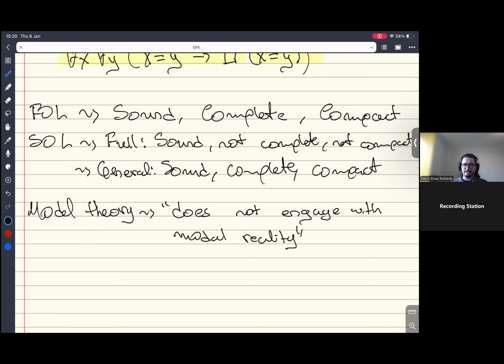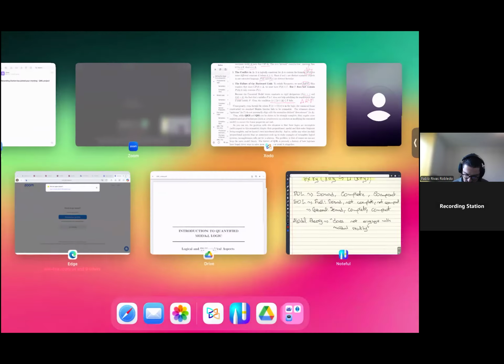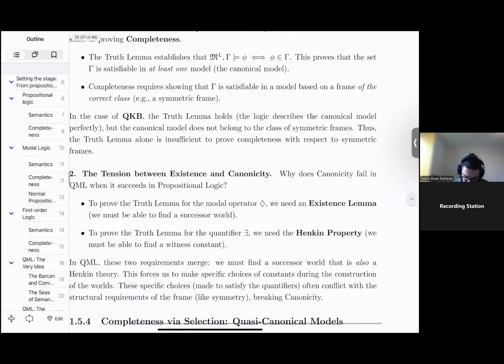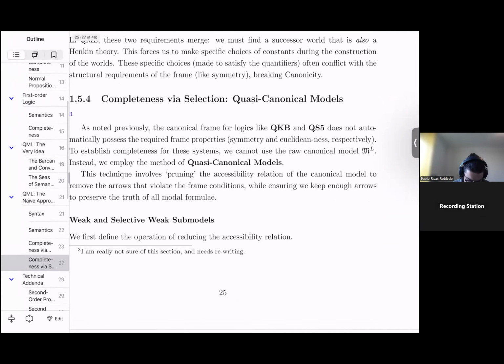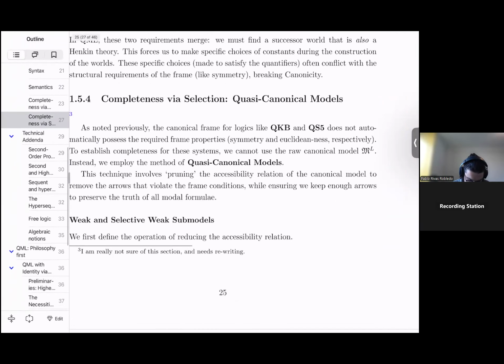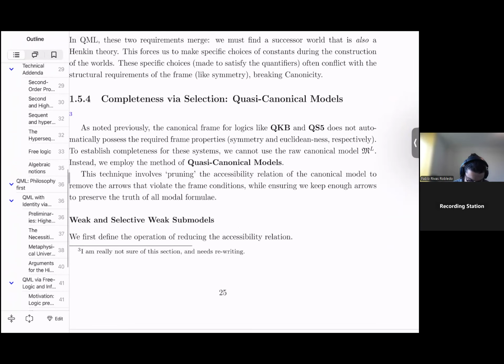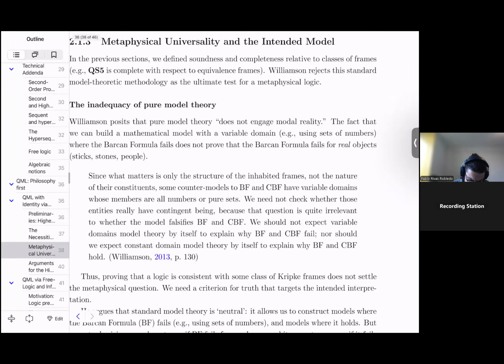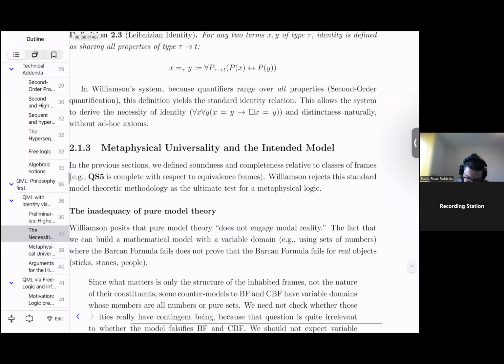Why is this important? Because he has a logic with the necessity of identity, the converse Barcan and the Barcan formula, with QS5, and second order logic. This is a recipe for disaster from a mathematical point of view. But then he makes a very interesting argument for the following thing.